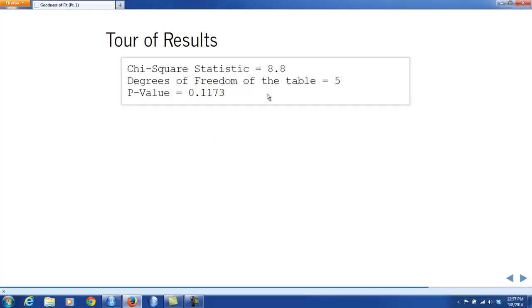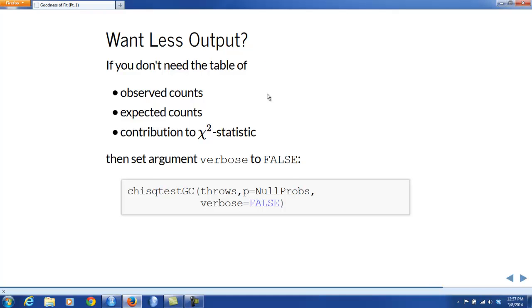And so the chi-square statistic turned out to be 8.8. The degrees of freedom for the table is 5. That's the 6 possible outcomes minus 1. And the p-value, as we saw, was 0.1173. So we can construct a formal test of significance using the chi-square test GC function.